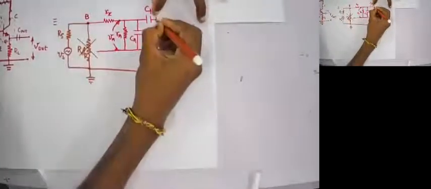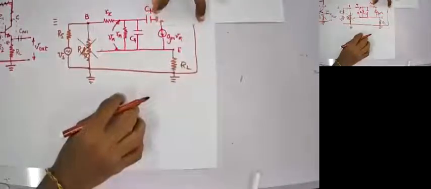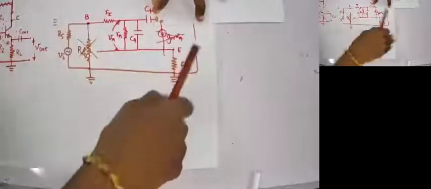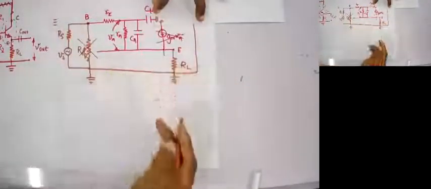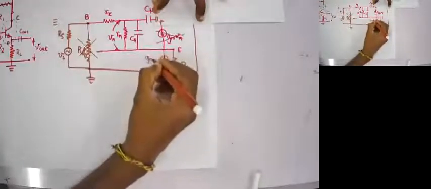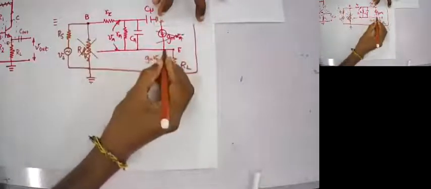So I can make it something like this, and I'll make these two separate grounds. I can fold this one upside down because this is grounded. The current is from top to bottom, so when you fold it down, the current direction will become bottom to top. Am I right? gm times v pi. Now the current becomes bottom to top.